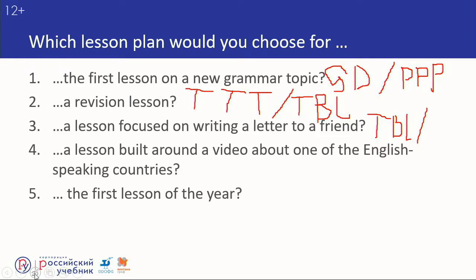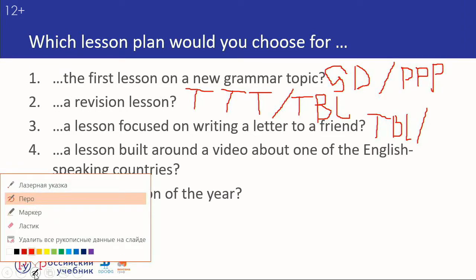If you ever want to write on your slides yourself and you don't know how to do that, here in the lower left corner of the screen you have this bar where you can use different tools, and this is the tool that I'm using now, which is called pen in English or feather in the Russian language.